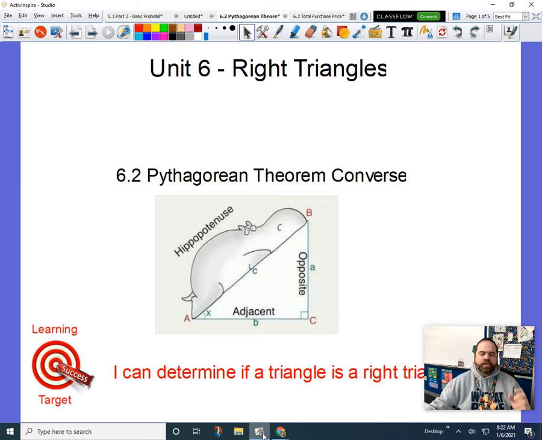So I wanted to show you guys something else you can do with the Pythagorean theorem. It's great for finding the missing side of a right triangle, but over the next 2 days, I'm going to show you some other things you can do with it that make it a little more useful.